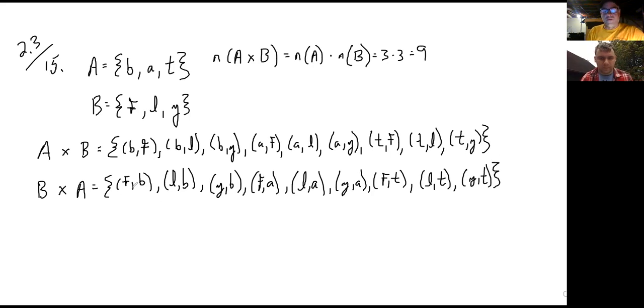Also note there are, for this one, 1, 2, 3, 4, 5, 6, 7, 8, 9. That is, these two sets are disjoint. They don't have any elements in common because these ordered pairs are not the same, but the cardinalities will always be the same. Any questions on that? Once, twice. All right.